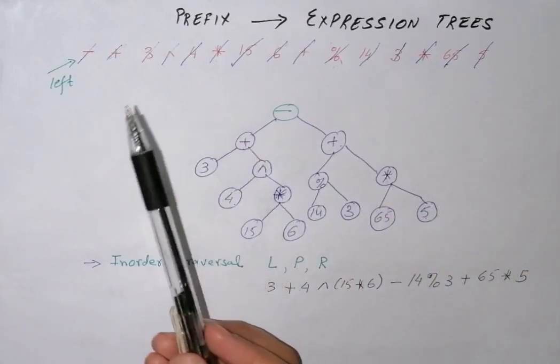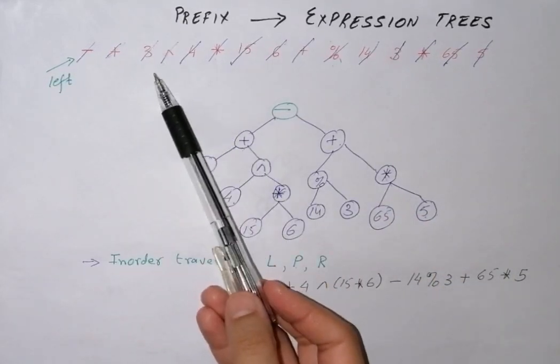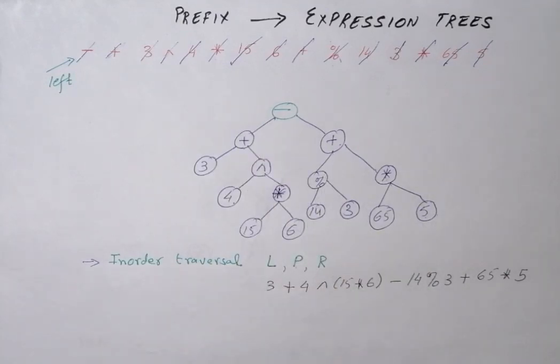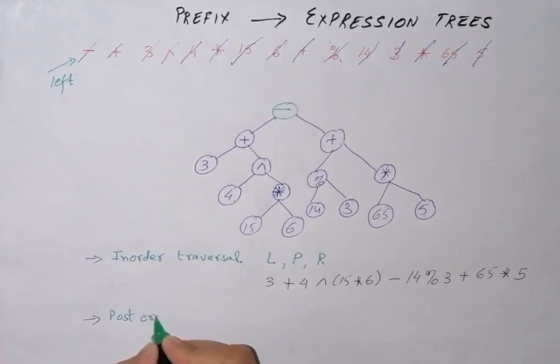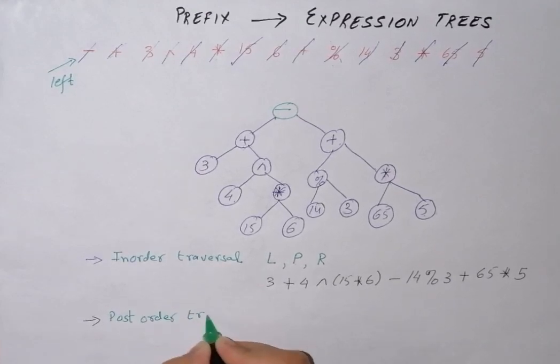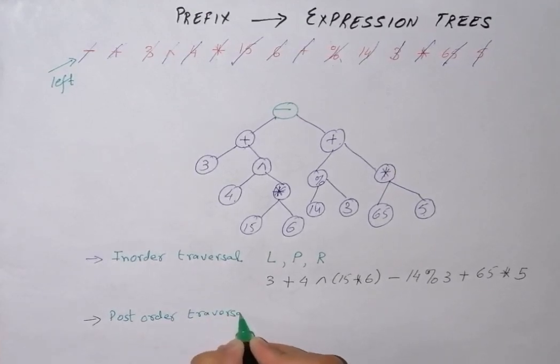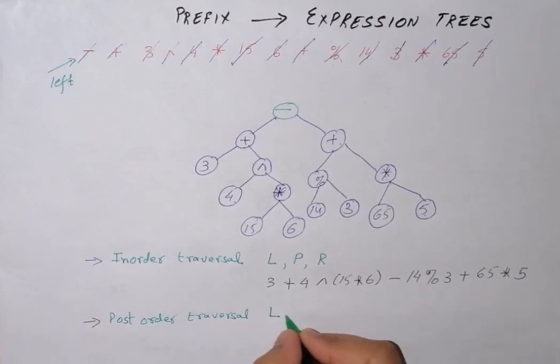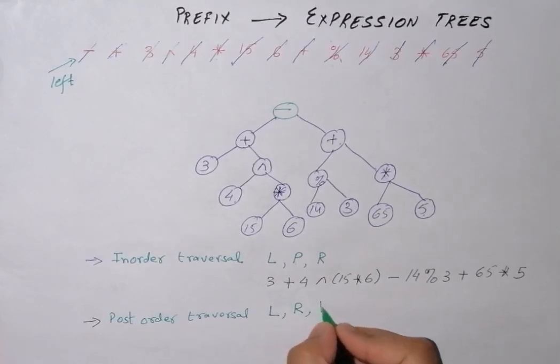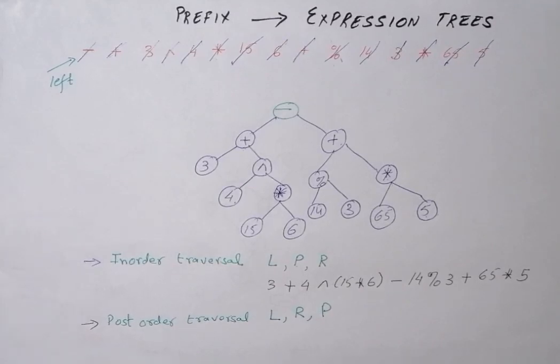This is how you create an expression tree from a given prefix expression, and you can figure out any traversal on that. There is another type of traversal known as post order traversal. For this traversal, we traverse the left subtree first, then the right subtree, and then in the end we print the calling node.